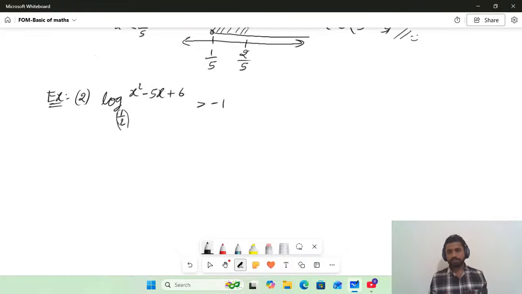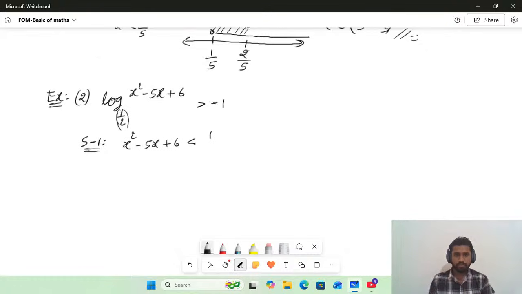So how to solve this question? What is step 1? Step 1 is to solve the inequality first. How to solve this inequality? Write it in exponential form. Since the base is lying between 0 and 1, we have to change the sign of the inequality.